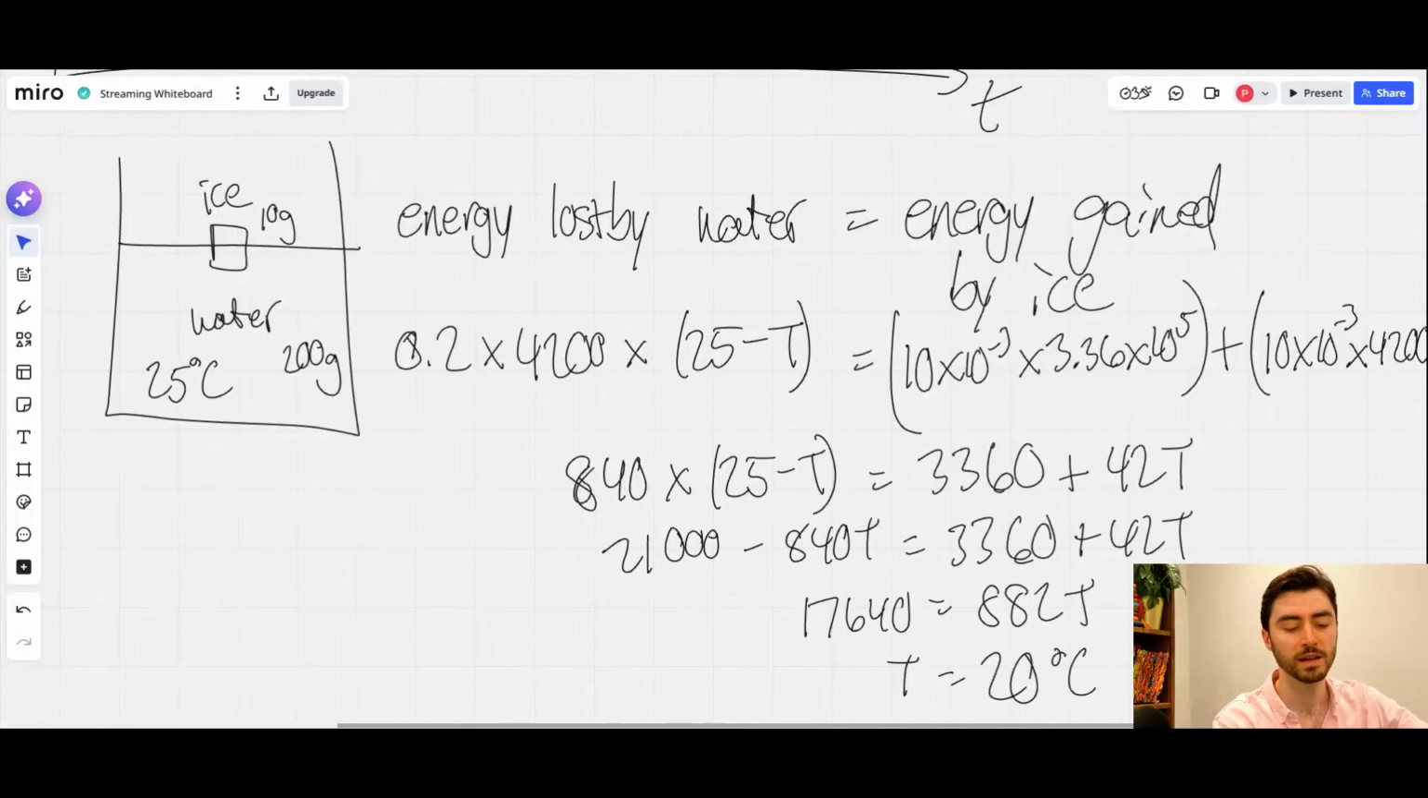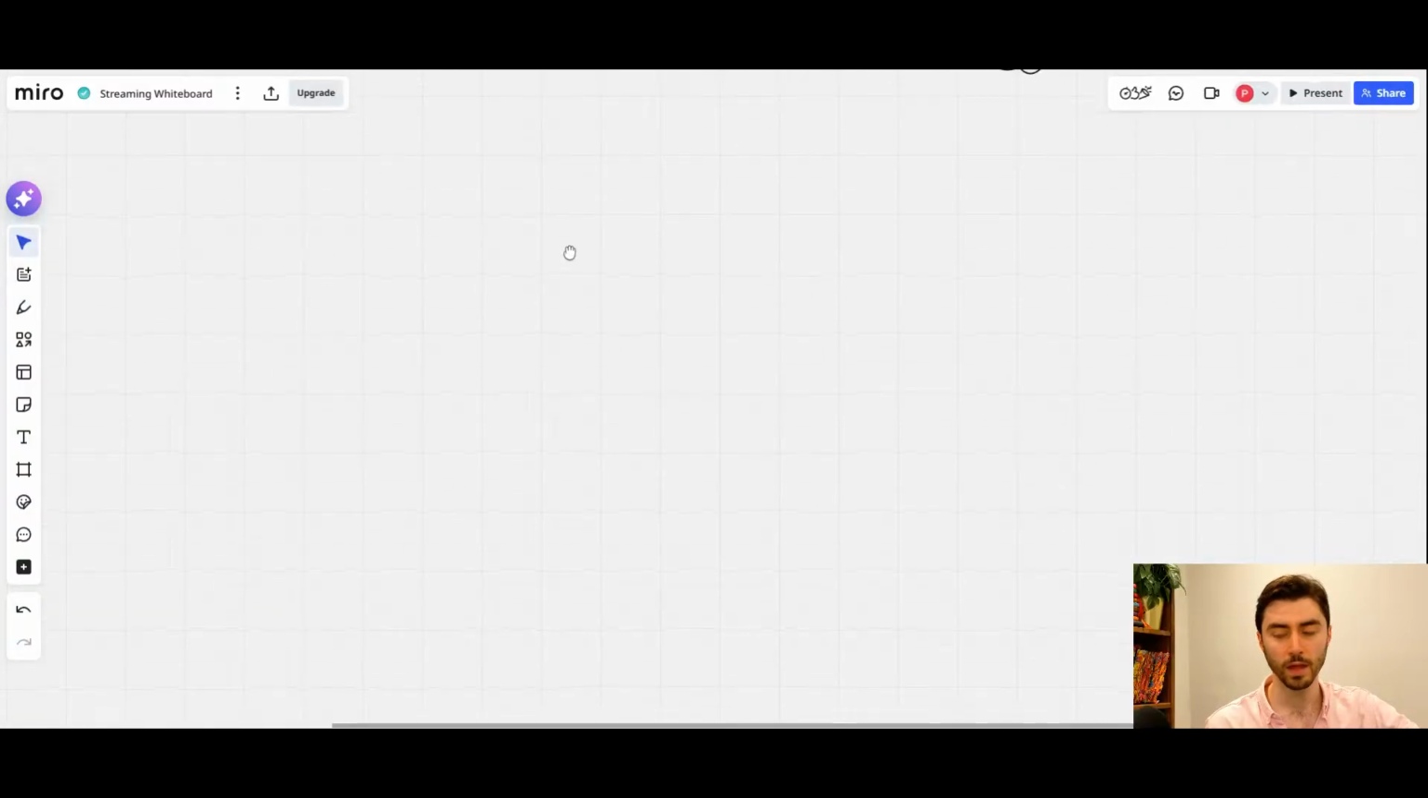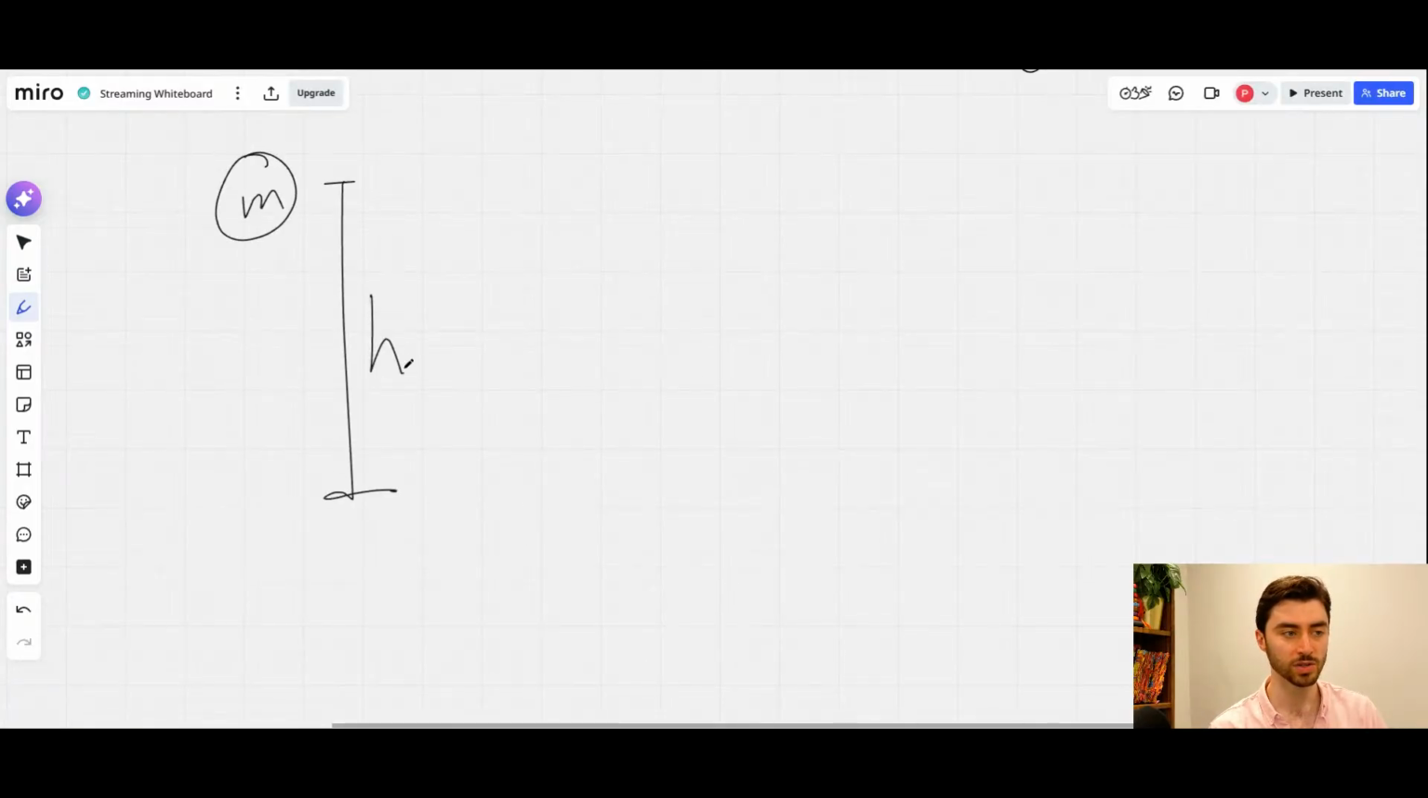Let's spend some time thinking about fun, inventive questions that we can do for the thermal physics. I've given representative examples, but let me see if I can find anything of interest. Okay, this is interesting. This is saying a metal ball of mass m is released from rest and falls through a distance h, reaching speed v at the bottom. The specific heat capacity of the metal is C. And then you have to find the increase in temperature of the ball.